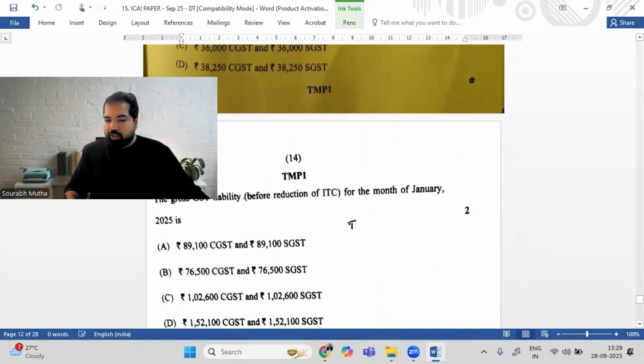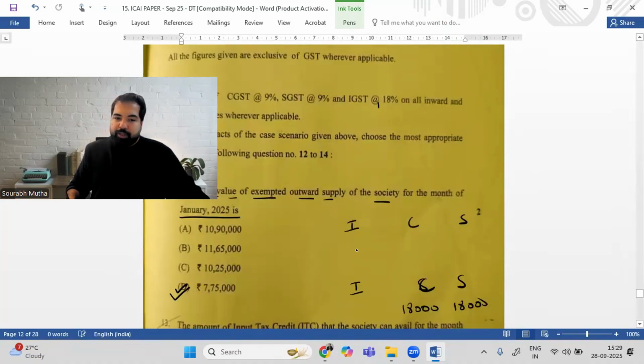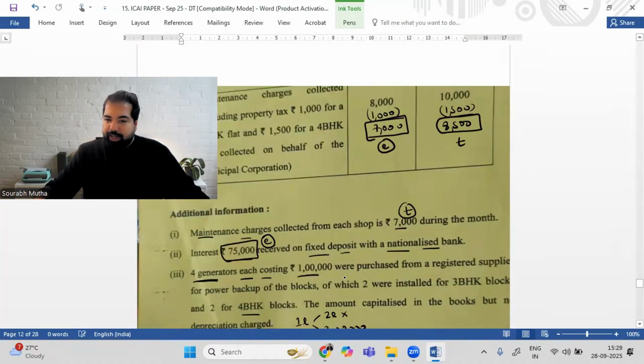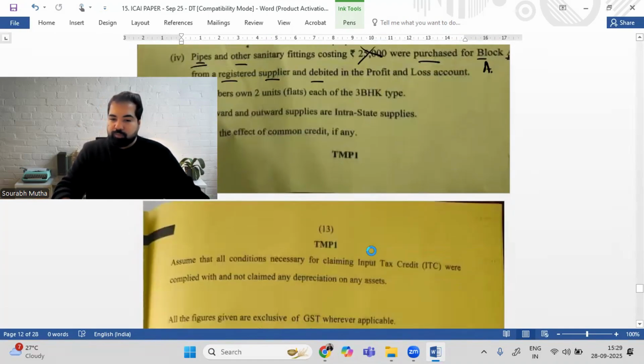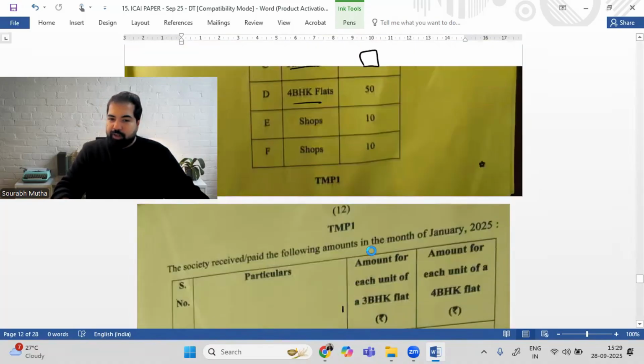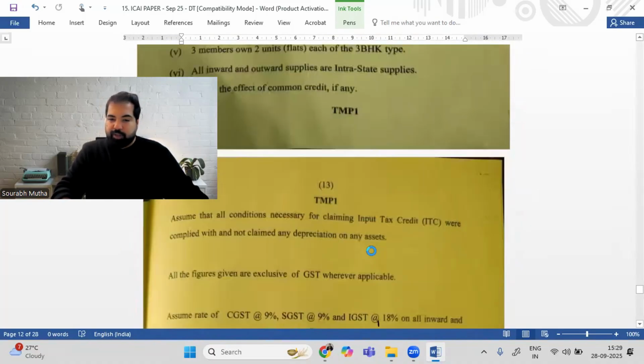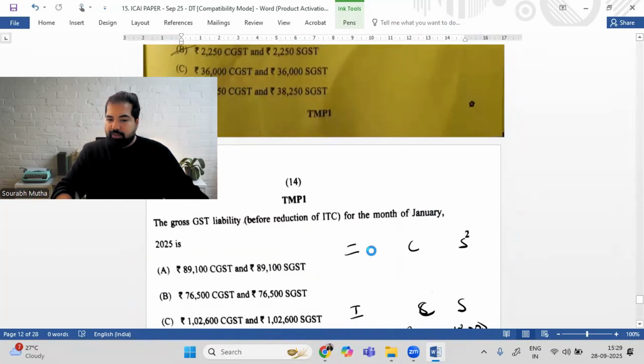How do we calculate the gross GST liability? ICNS. Let's put the credit: 18,000 credit here, 18,000 credit here. Now the liability. They are charging 8,500 to 100 flats, that is 8,50,000 into 9% each. 8,500 into 100 flats is 8,50,000. That is 76,500, 76,500.